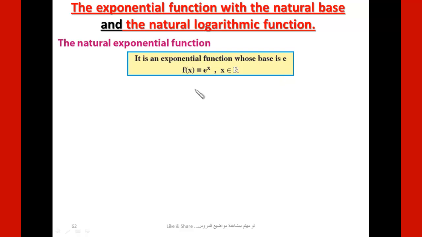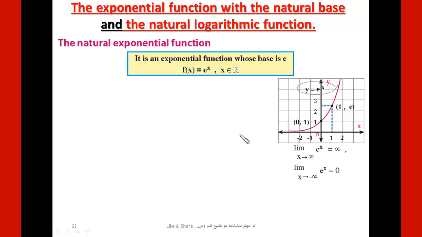Because we'll study another exponential function whose base is another number like 2, 3, half, any real number. But now we will study the exponential function whose base is e, such that f of x equals e power x and x belongs to R. So the power here is a real number.